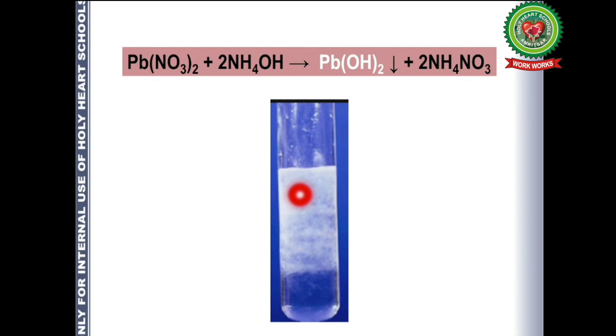So in today's lecture, students, you have studied how the precipitates are formed with ammonium hydroxide, their color and their solubilities. And we need to remember that the precipitates of copper and zinc are soluble in excess of ammonium hydroxide and the rest are all insoluble.